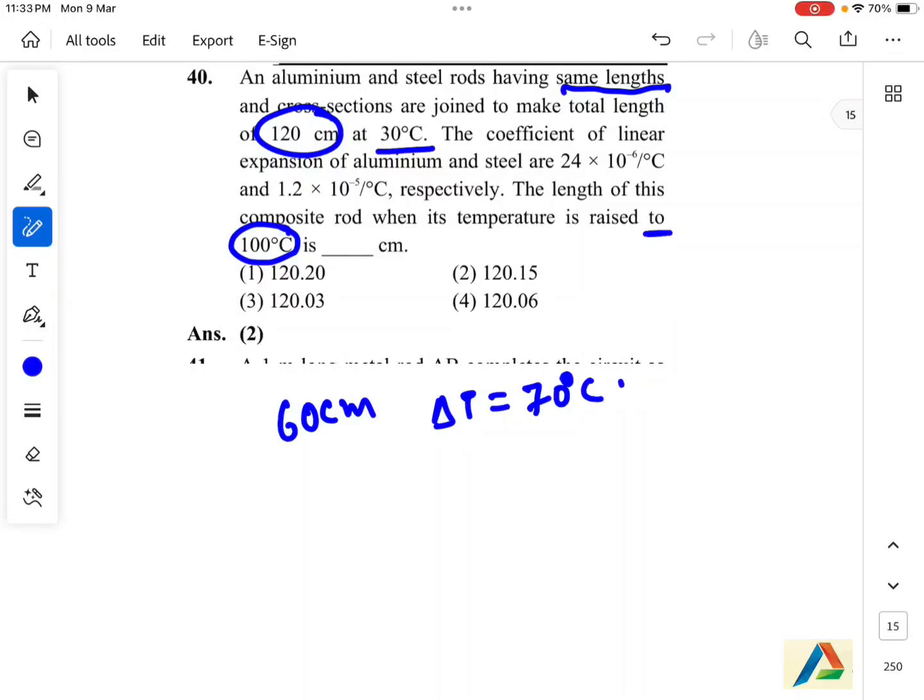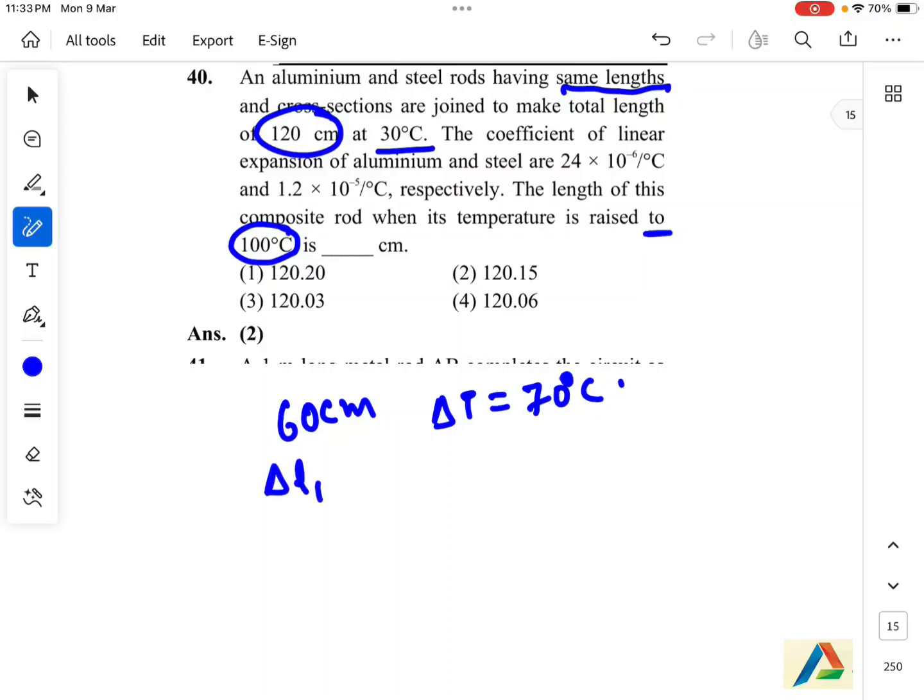Okay, so let us see this question. You have two rods, aluminum and steel, of the same length. Each of the aluminum and steel rods is 60 centimeters long. The initial temperature is 30 degrees and the final is 100 degrees Celsius. So delta T, that is the change in temperature, is 70 degrees Celsius. That's what we are interested in.